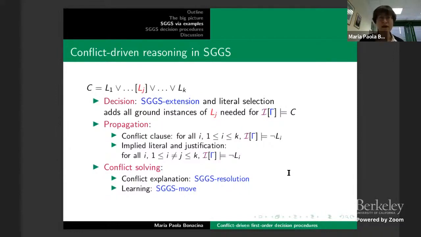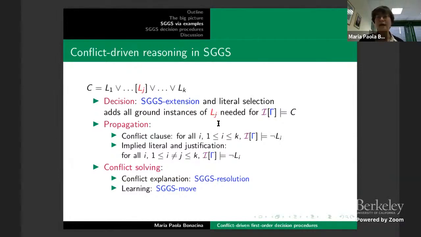Picture a clause L1 through Lk, a disjunction of literals, where we select literal Lj. The analog of a decision in CDCL is an SDGs extension which puts an instance of a clause on the trail and selects a literal. Selecting a literal means adding to the interpretation, to the candidate model, all the ground instances of the selected literal that are needed to satisfy this clause.